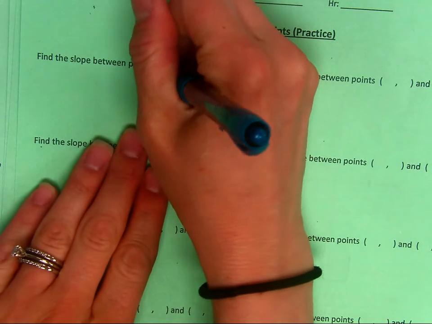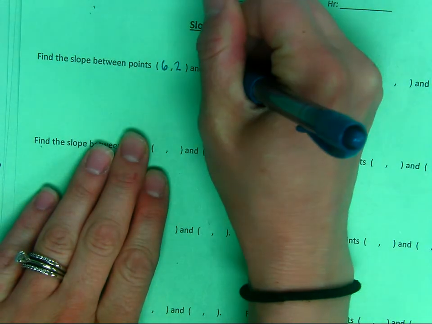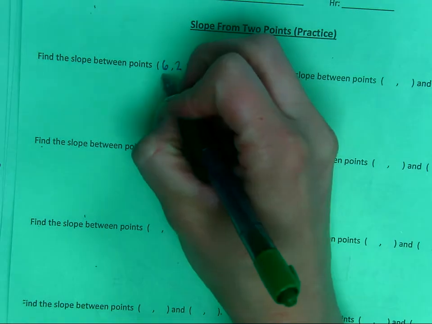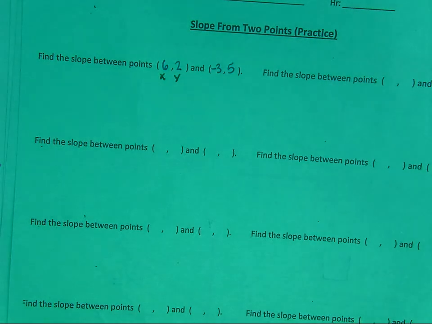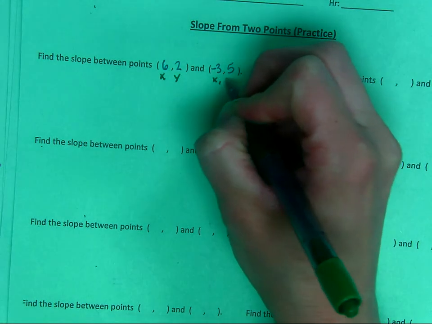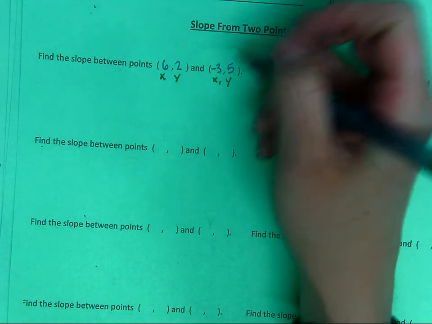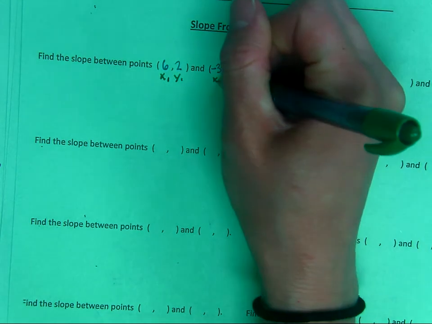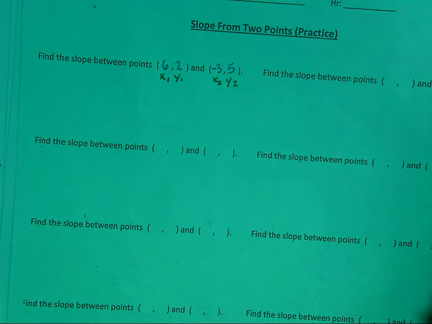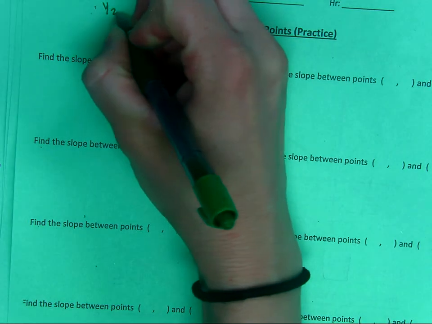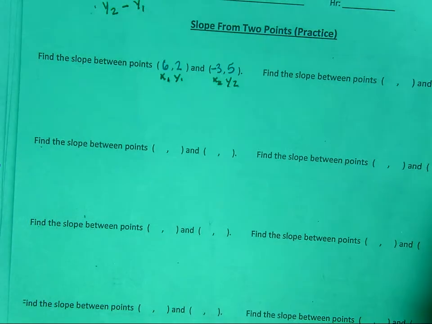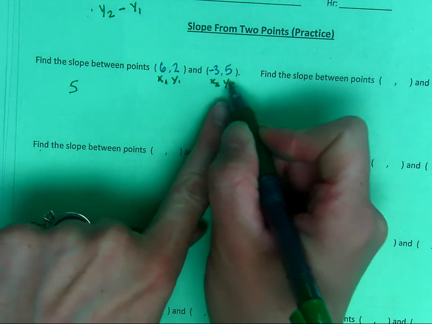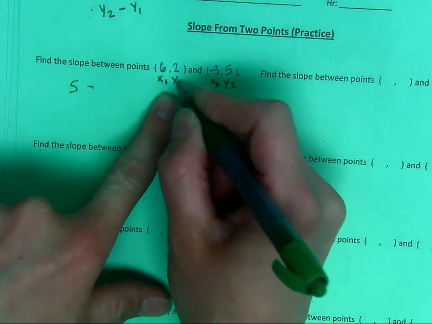So if we have the coordinates 6, 2, and then negative 3, 5. This is an x coordinate, this is a y coordinate. Same thing over here. We have an x and we have a y. So we're going to label, this is my first point, so we're going to put 1s on those. This is my second point, so we're going to put 2s on those. My formula is taking the second point and you subtract the first point for our rise. So I'm going to take that 5, my second y, and I'm going to subtract my first y.